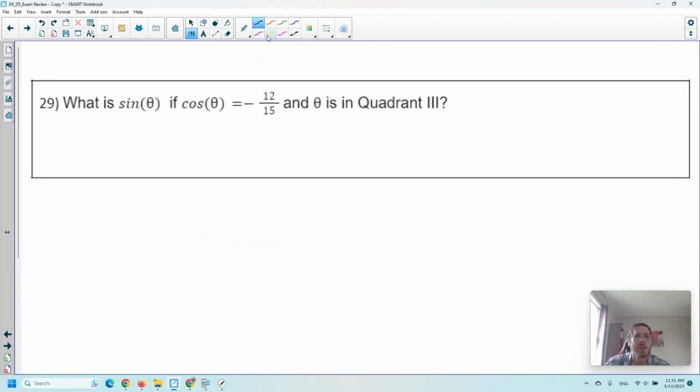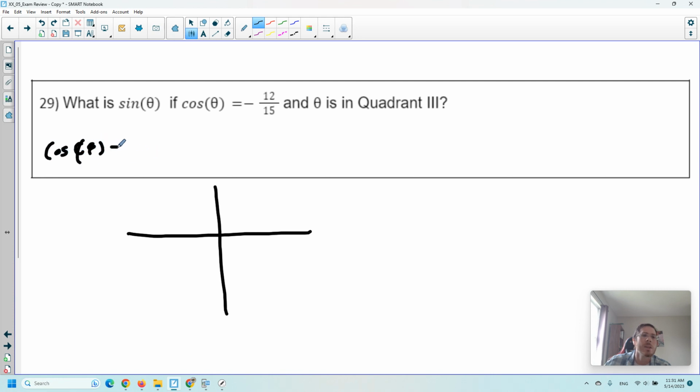For 29, we have to find sine if cosine is negative 12/15 and theta is in quadrant 3. So the idea here is that cosine of theta is adjacent over hypotenuse. That means 12 is the adjacent and 15 is the hypotenuse. So I'm just going to come out here and say that that's 12.